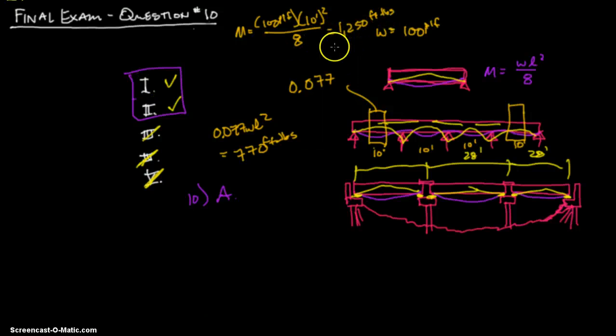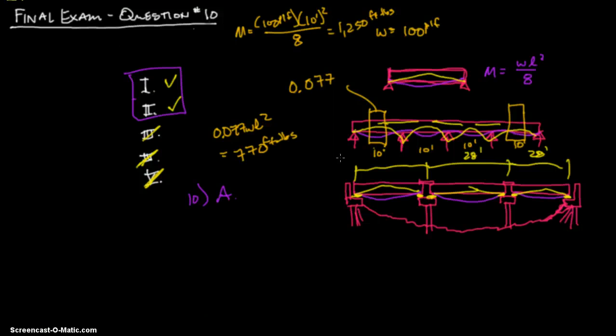Let's do 770 divided by 1250. It's 60% of that, so you get to chop off 40%, which will help out a ton if you're thinking about it. As long as you can deal with these negative moment regions, then you should be able to deal with that. All right, I hope that helped get a little concept of why things are continuously loaded.